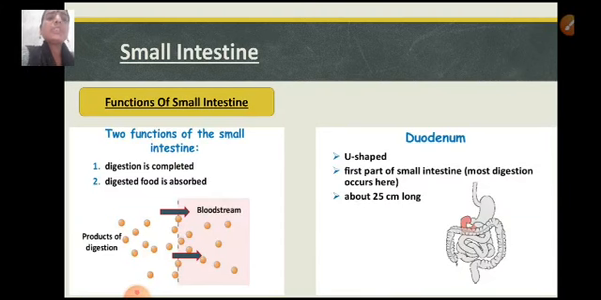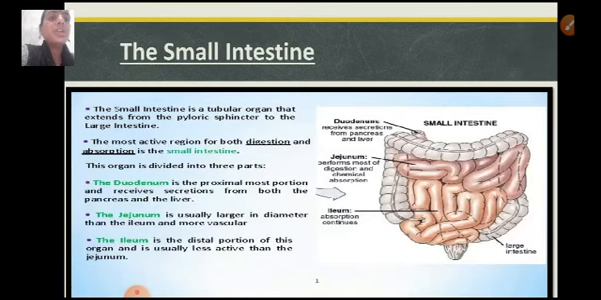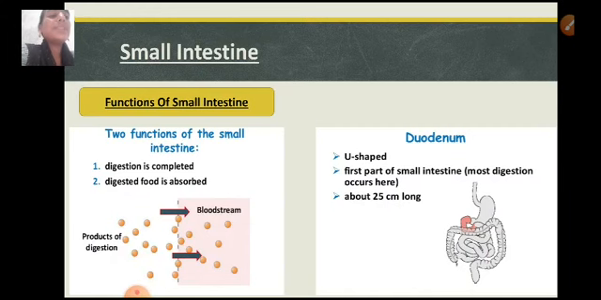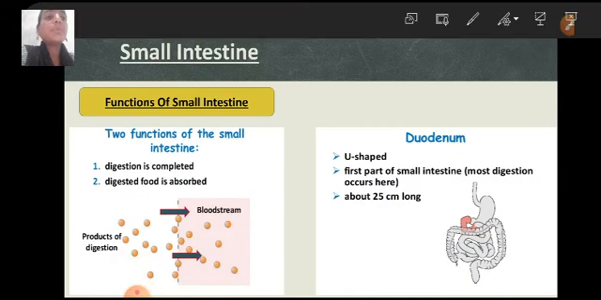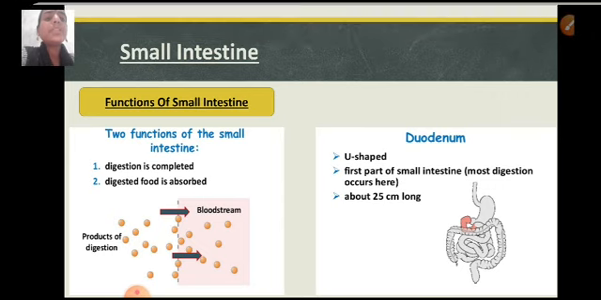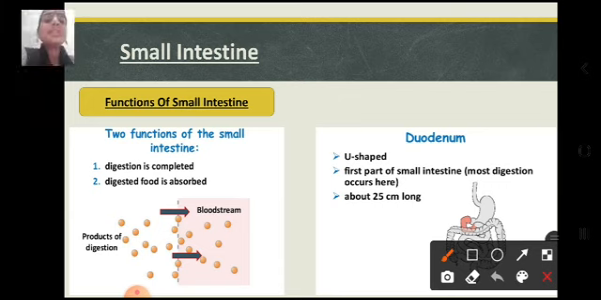Now, what is the function of the small intestine? The function of the small intestine is to complete the process of digestion. That is, the complete digestion takes place in the small intestine only. The food will be digested completely in the small intestine. Now, as the food will be digested completely, the absorption of the digested food into the bloodstream will also take place in the small intestine only.